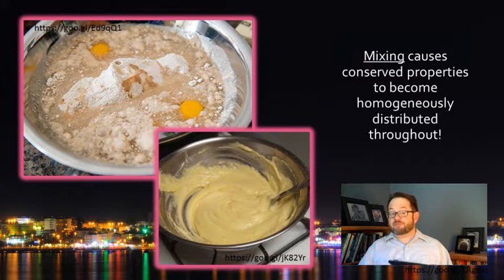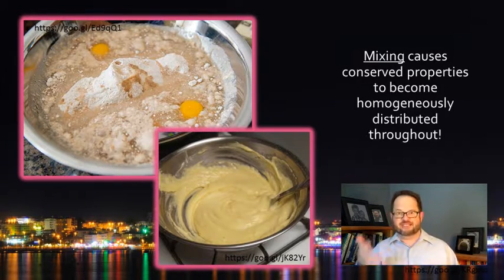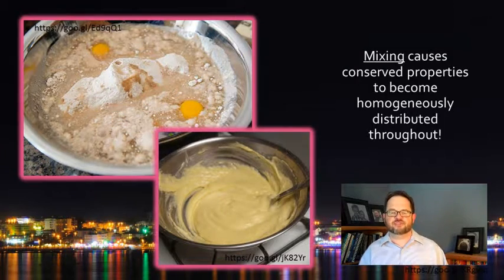Okay? But these properties like egg and flour, they're conserved. Mixing the bowl does not destroy egg. It does not destroy flour. There's just as much flour before I mix it as after. But once I mix it, the distribution of the egg and the flour and so on becomes homogeneous. If I took my little instrument that somehow could measure egg, it would find the same amount of egg in every location inside the bowl, and the same amount of flour in every location of the bowl, and whatever else is in this cake or whatever they're making in these pictures here.